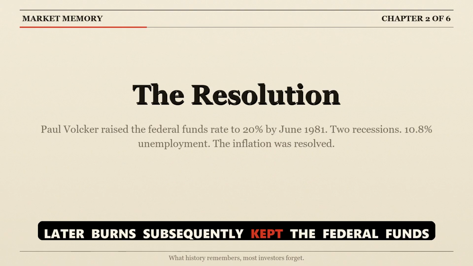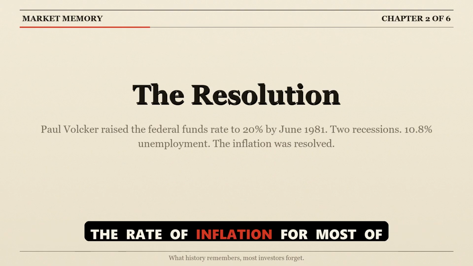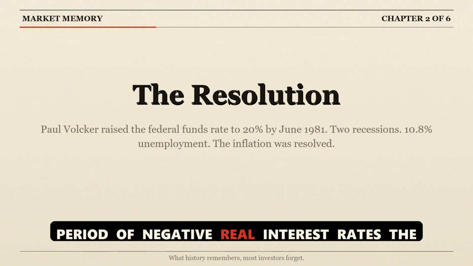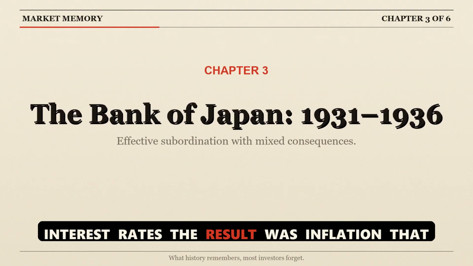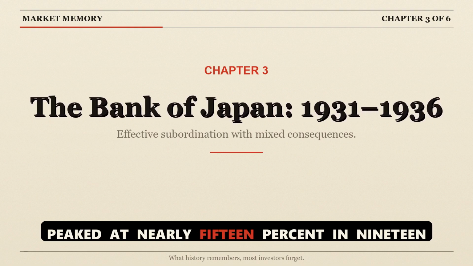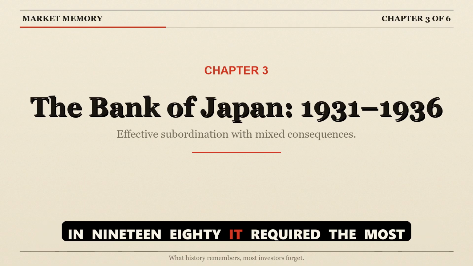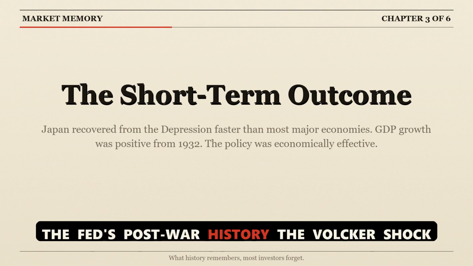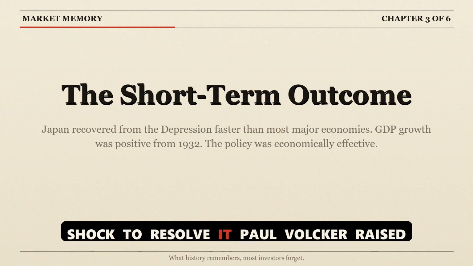Burns subsequently kept the federal funds rate below the rate of inflation for most of the early 1970s, a sustained period of negative real interest rates. The result was inflation that peaked at nearly 15% in 1980. It required the most aggressive monetary tightening in the Fed's post-war history, the Volcker shock, to resolve it.